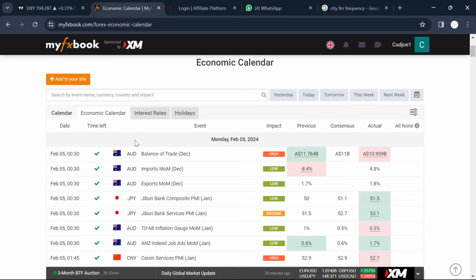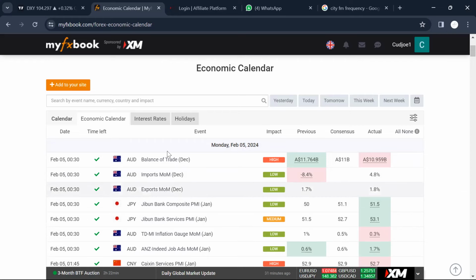Now, under that, we have the economic calendar. This tells you the news, the date, the time, the type of news, right? And then we have something called impact, previous, consensus, actuals, and so on. You have to understand them well. If you're a newbie, please don't concern yourself too much. In fact, I'll cover a video on this. I'm just giving you an overview. So our main focus is what here?